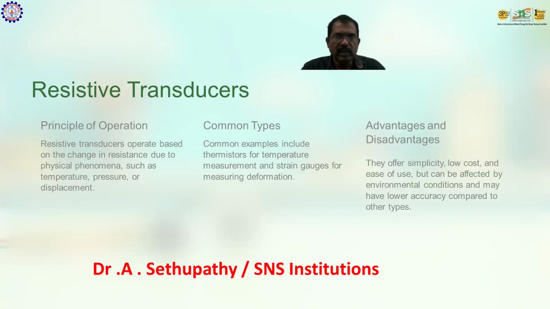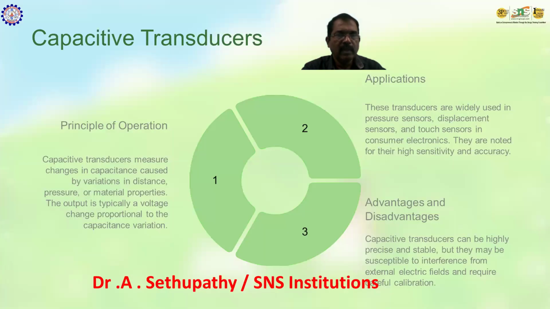What are the advantages and disadvantages? It is simple, low cost and easy to use, but it can be affected by environmental conditions and may have lower accuracy compared to other types of transducers. The accuracy of these transducers is lower than other transducers, but cost wise it is very low and simple, though easily affected by environmental conditions. The next type is capacitive transducers.